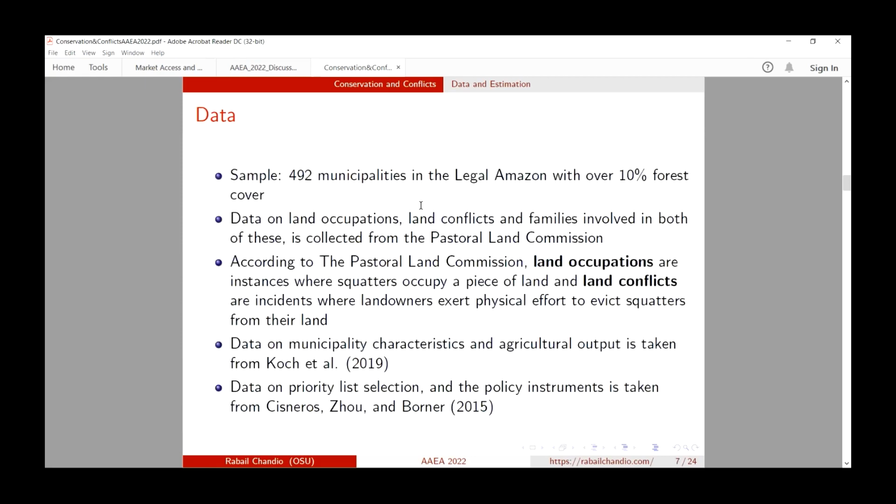The data for land occupations and land conflicts comes from the Pastoral Land Commission. The data for deforestation, agricultural outputs, municipality characteristics, and the instruments that were used to implement the policy come from two papers: the Assunção and Börner 2015 paper, and the Koch and Doll 2019 AJAE paper.